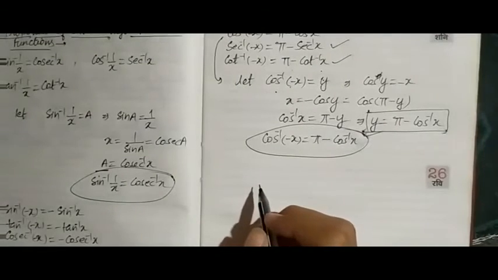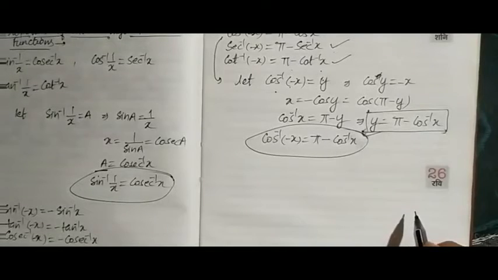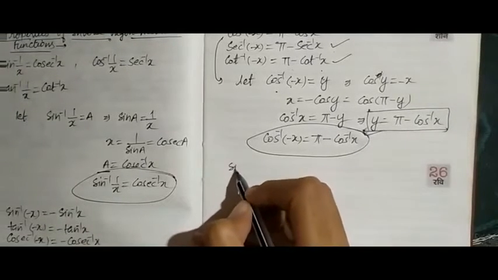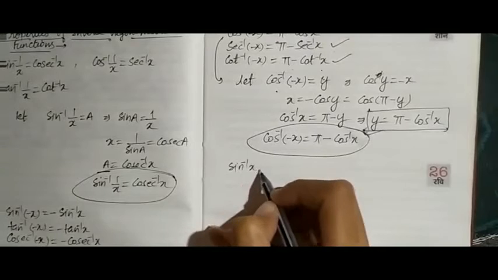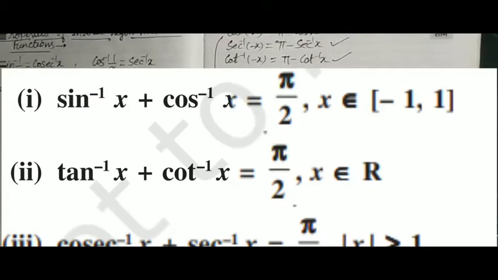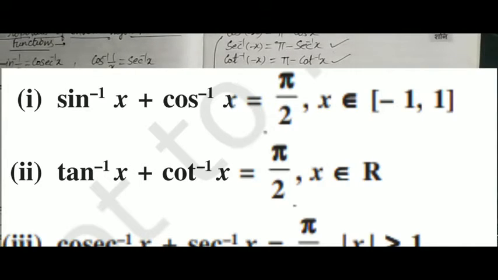Some other properties of inverse trigonometric functions are the relation between sine inverse x and cos inverse x, that is sine inverse x plus cos inverse x equal to pi by 2, and similarly tan inverse x plus cot inverse x equal to pi by 2, and cosec inverse x plus sec inverse x equal to pi by 2.